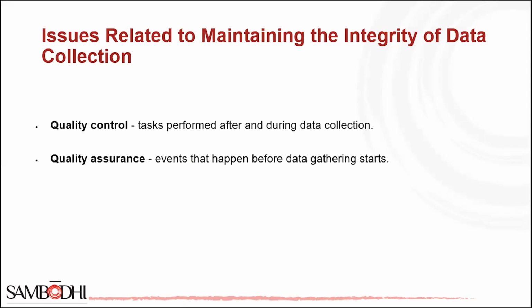Each strategy is used at various stages of the research timeline. Quality control covers tasks that are performed both after and during data collection. Quality assurance covers events that happen before data gathering starts. So let us explore each of them in more detail now.